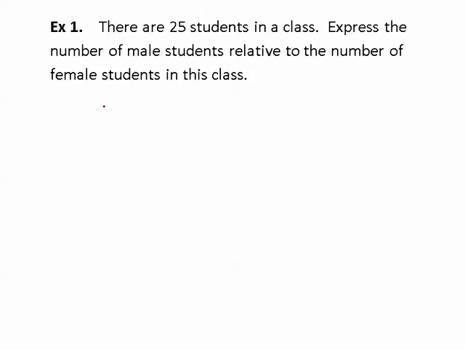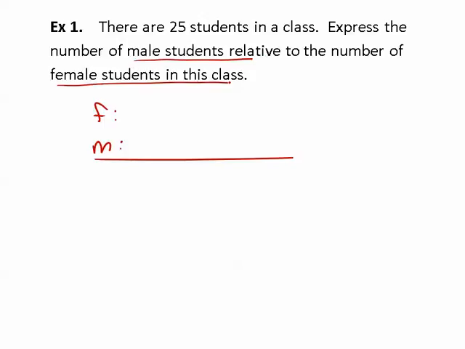So what I'd like to do is make a list, and we're going to put F for female and M for male. And it's just by the way the instructions are written here. They want us to express the number of male students relative to the number of female students. So I'm just going to let X represent the number of female students. And because the total number of students is given in the class here, we just let the male students be expressed as the total, which is 25, minus the number of female students.